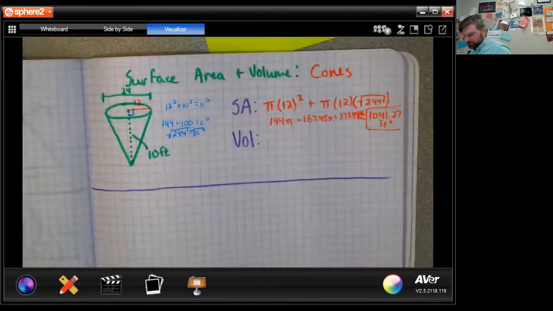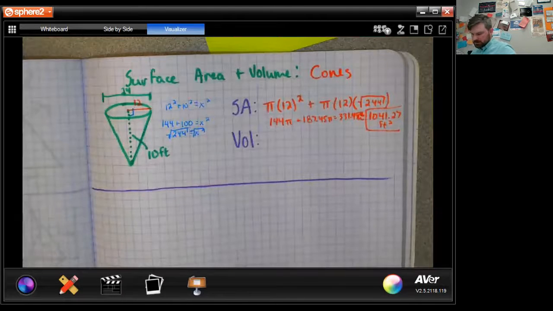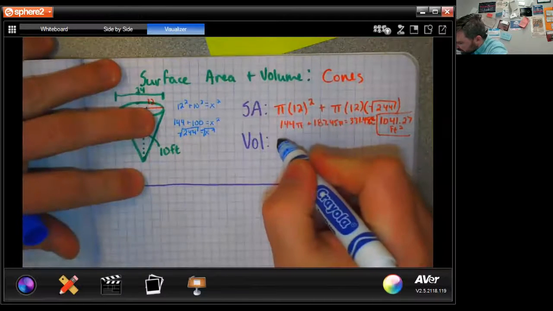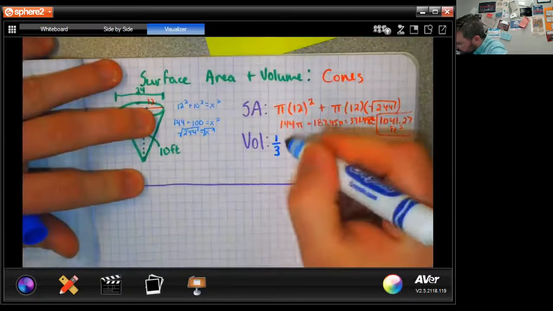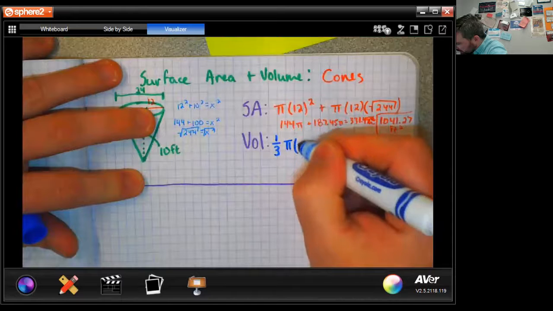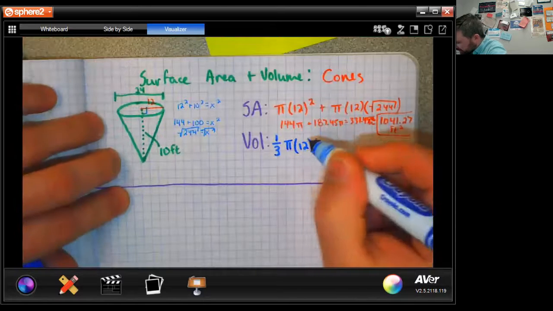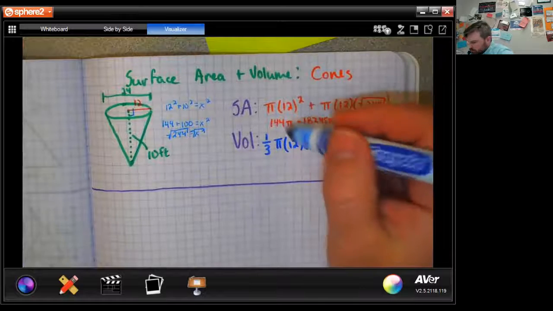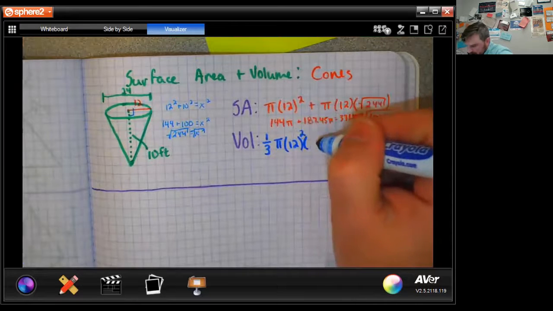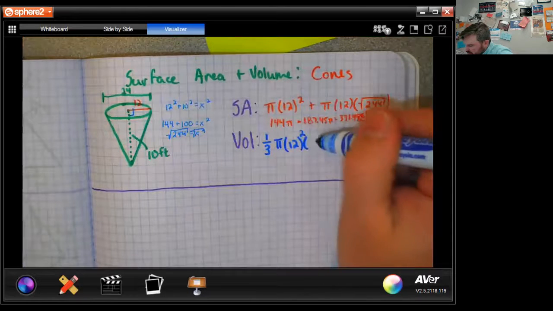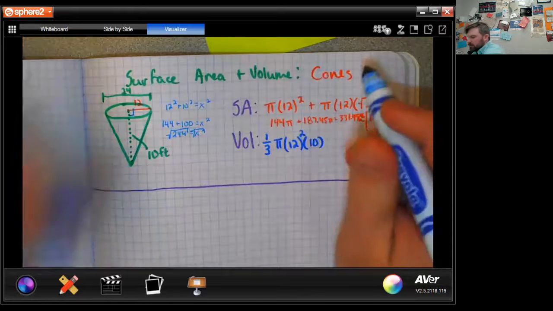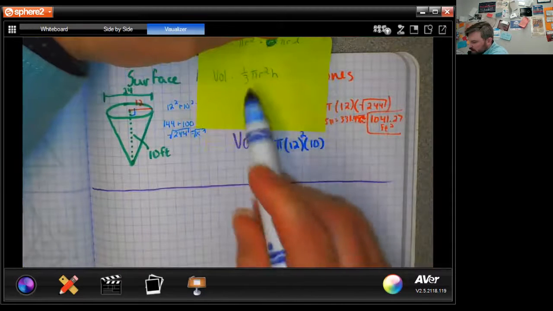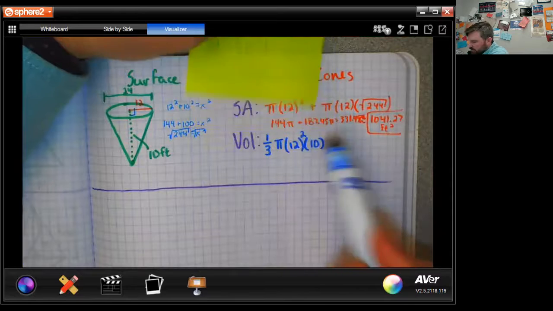Oh, okay, volume. Let's see, I think I did volume in blue. So volume is going to be 1/3 pi r squared times the height, which is 10. Okay, again, it's this formula right here, 1/3 pi r squared h.